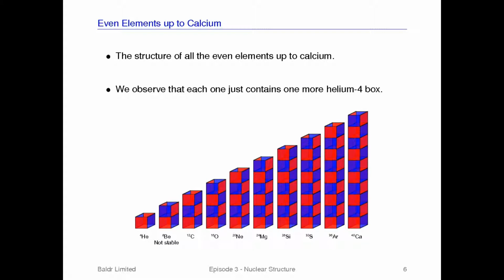As you can see, all that we do is just add another helium-4 box on top, creating columns. So carbon-12, for example, is a column of 3 boxes. Oxygen is a column of 4 boxes, all the way up to calcium, which is 10 boxes tall. The only thing to note here is that beryllium-8 is not stable, and this is because single columns containing only boxes can either just be 1 box high, or they must be between 3 and 10 boxes high to be stable.